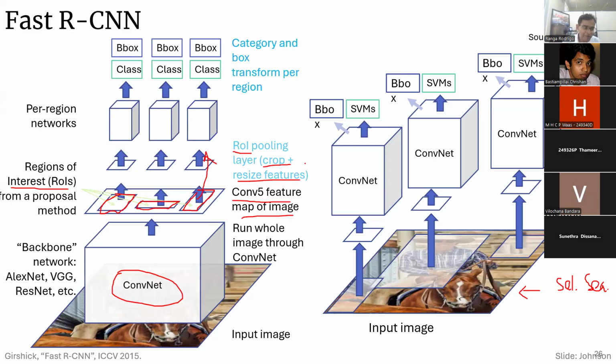I hope this is clear to you. Fast R-CNN is very accurate. Actually, we usually use Faster R-CNN. I'll show that next. It's a very accurate object detector. Still, not too bad.